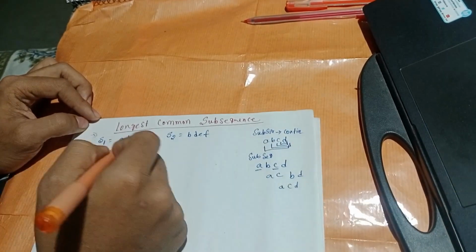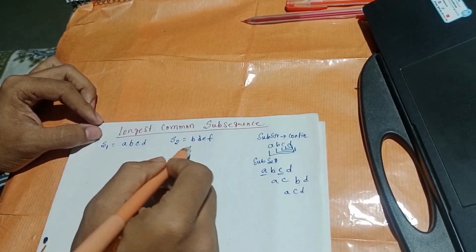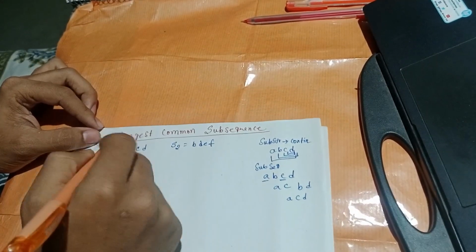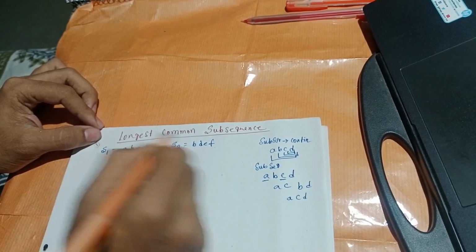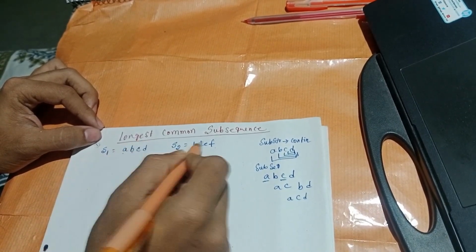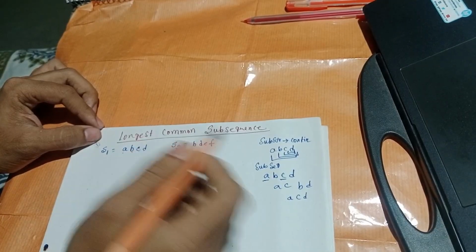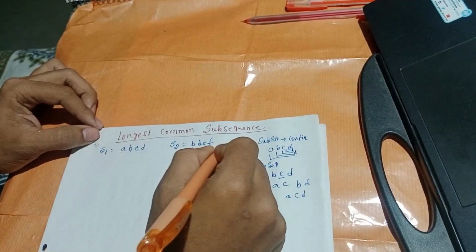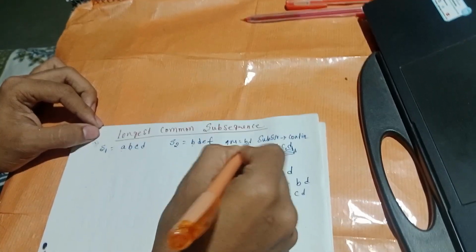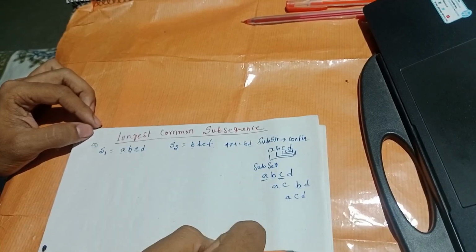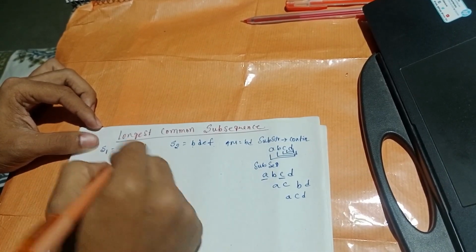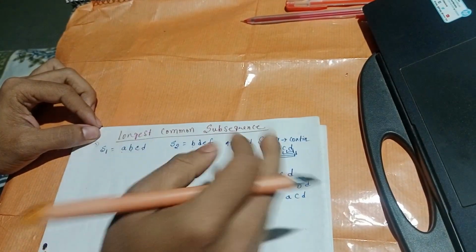So here the question says longest common subsequence. Here, A is not present, B is present, C is not present, D is present. So the answer is BD. How do you do it? By DP, dynamic programming. You use two pointers.